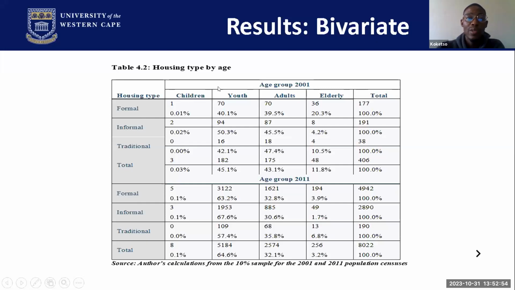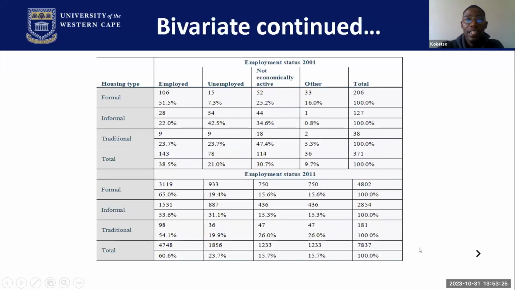With the variable age, we can see that most of the people who were likely to live in formal housing were in their youth and adult years in both 2001 and 2011. And then traditional housing in both years has always had fewer people living in it. It has always had less occupancy in both 2001 and 2011.